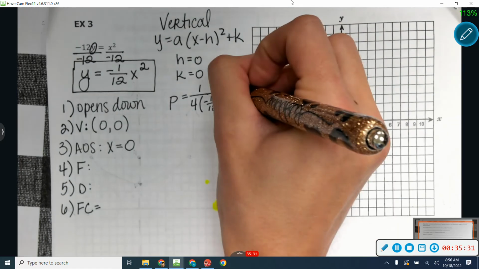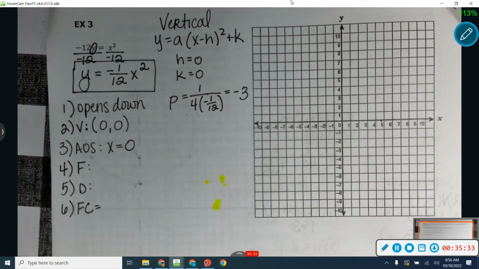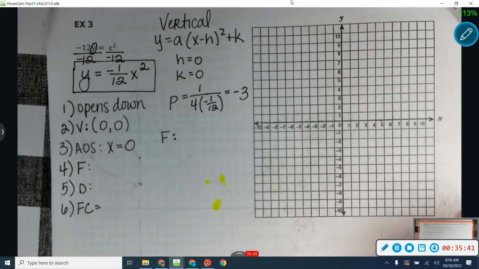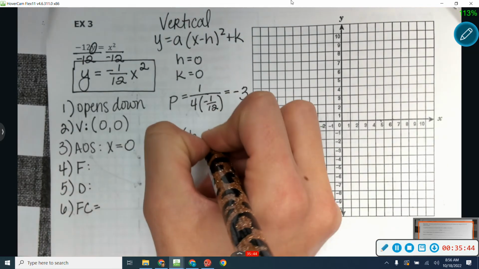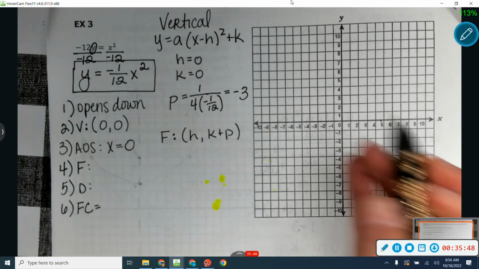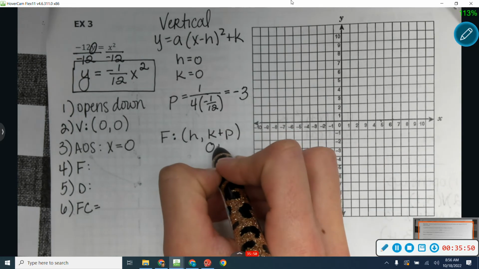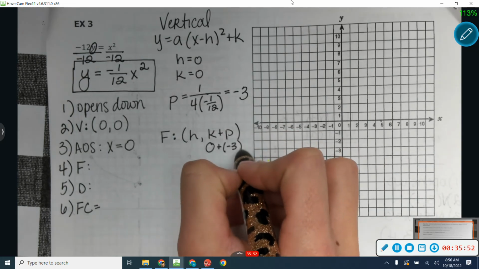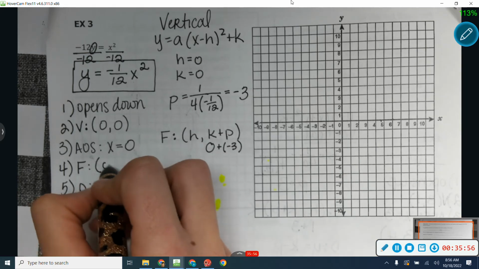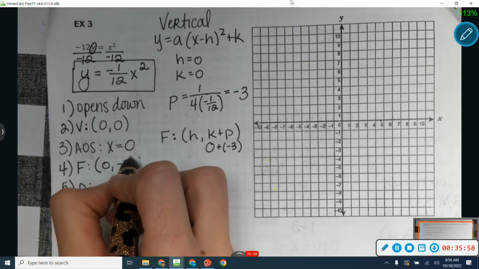That should give you negative 3. Okay? So if my p is negative 3, for my focus, for vertical, my formula tells me h and then k plus p. Alright, so my k is 0 plus a negative 3. So my focus is going to be 0, negative 3.